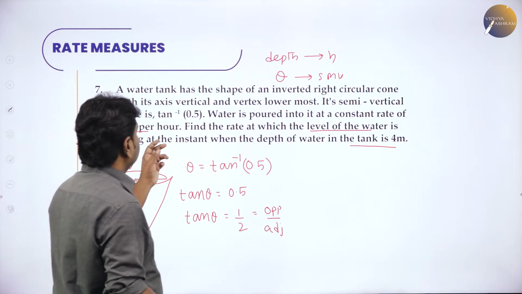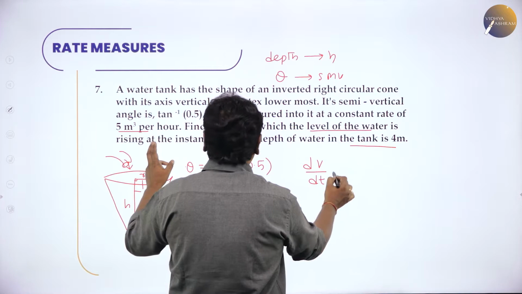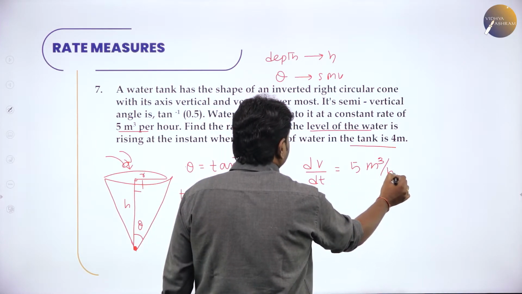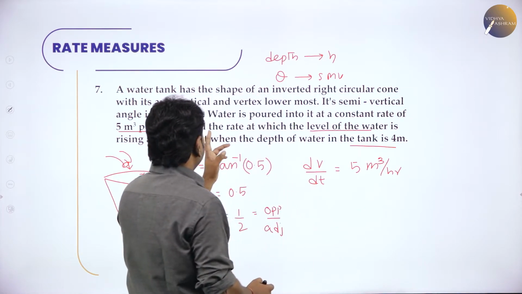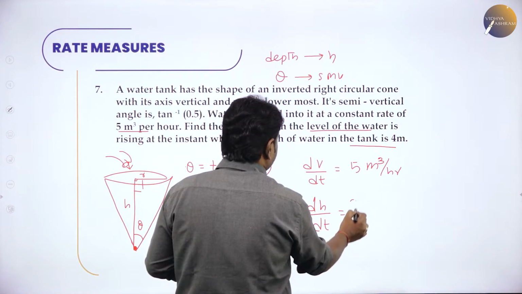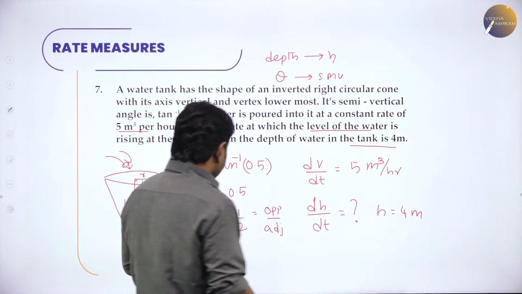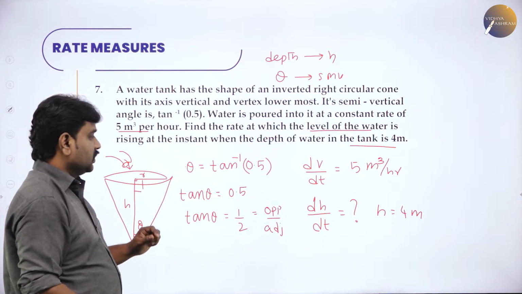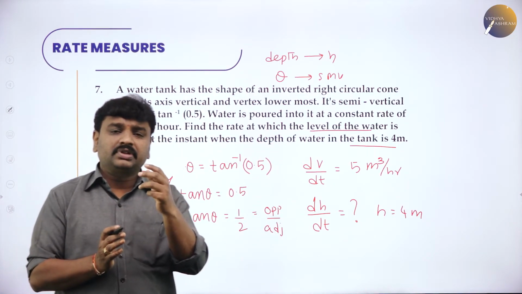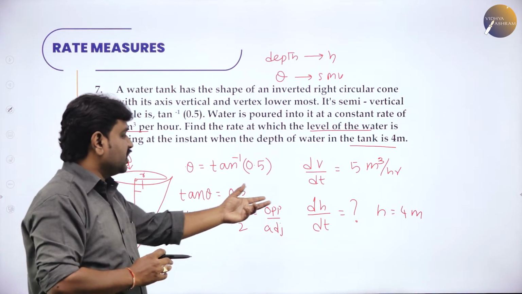Now further they are telling that dV by dt is given. Water is poured into it at the rate of dV by dt is 5 meter cube per hour. This is also given. And find the rate at which level of water, dH by dt. They are interested in level of water, and that too when h is 4 meters. See here the game is again same. Like the last problem, they want dH by dt, but they are not using the word depth or height. They are using level of water. Level of water means height of water. So they want dH by dt when h is 4.